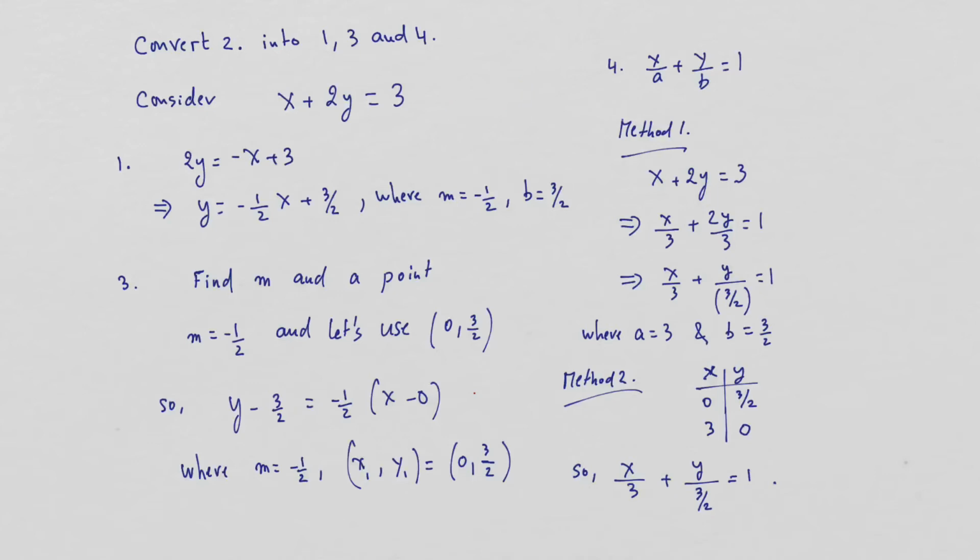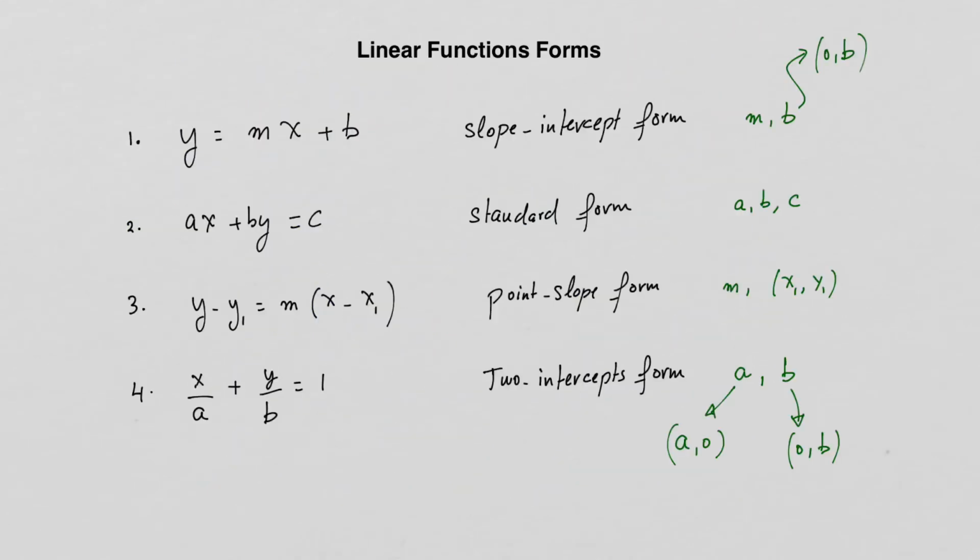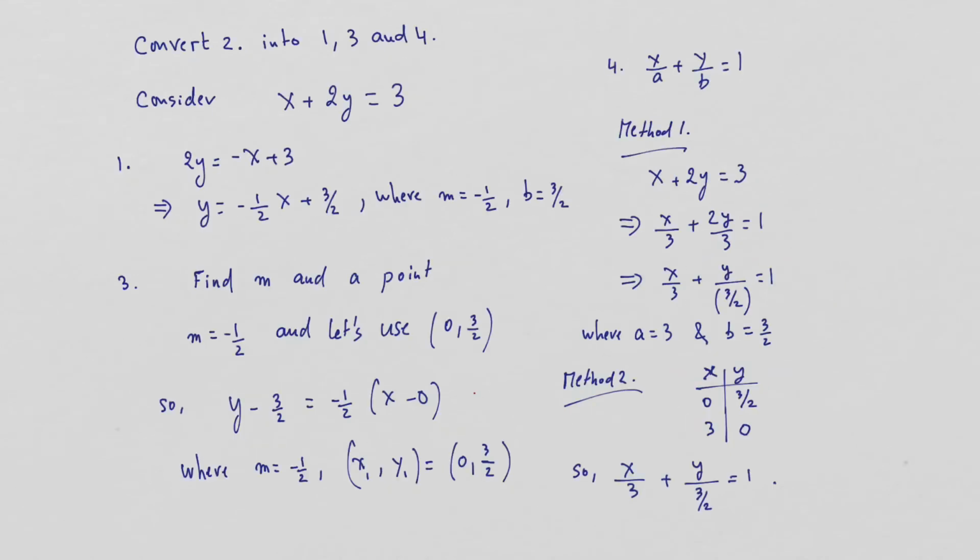Then I have the fourth form. I want to achieve this goal, and I'm here already. Notice, again, this form and this form have something in common. Both of them have the variables on the left-hand side. So it's not hard to go from here to here.